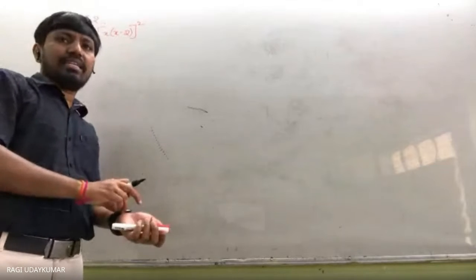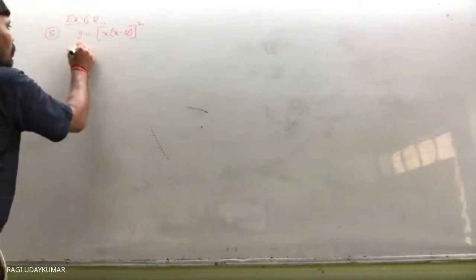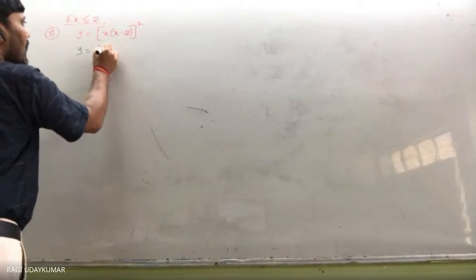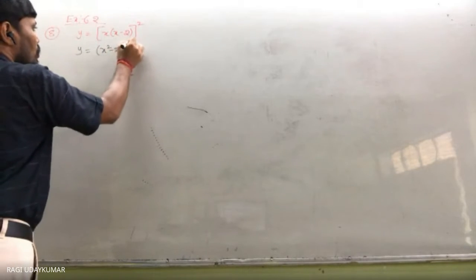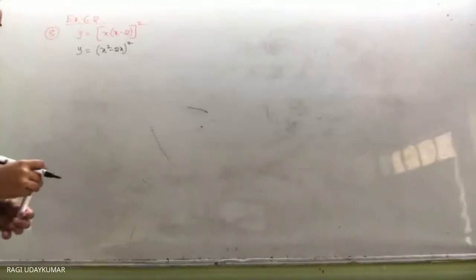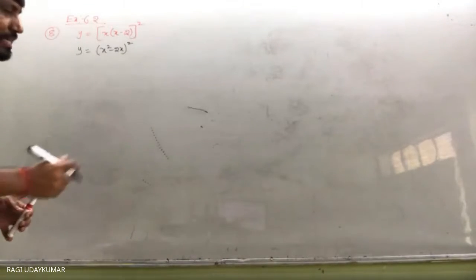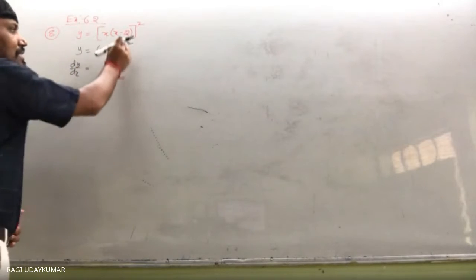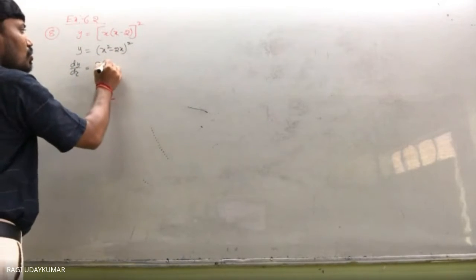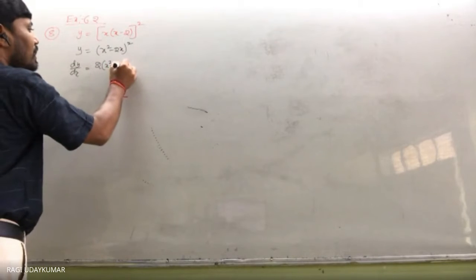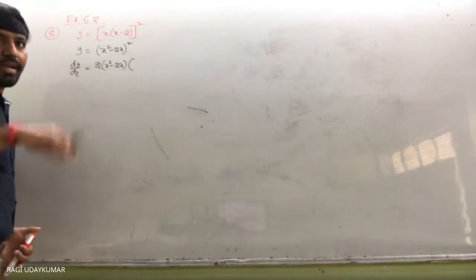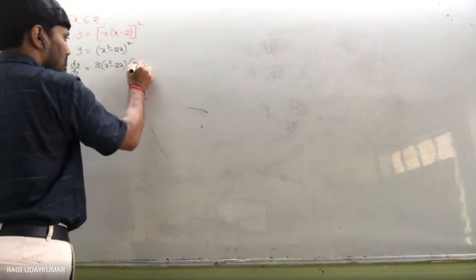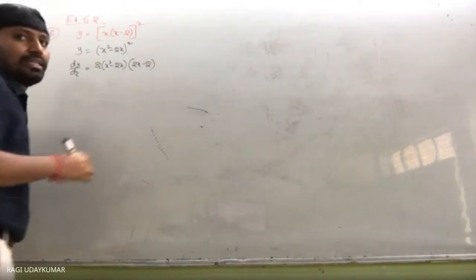So very simple question here. Y is equal to, you can write here, (x square minus 2x) whole square. This is the given function. And you find out dy by dx, it is nothing but y dash. dy by dx is equal to, this completely you consider as x, 2x will come. And again you need to differentiate that x square minus 2x. The differentiation of x square minus 2x is 2x minus 2, we are going to take.